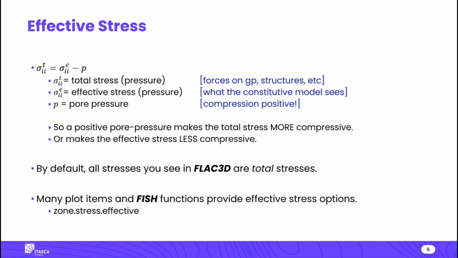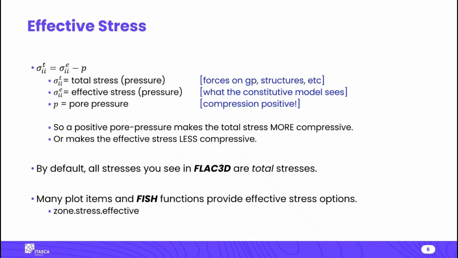So effective stress, the whole point of calculating pore pressures is to figure out the effective stress. So total stress is effective stress plus pore pressure. So total stress is forces on the grid points or structures and so on. Effective stress is what the constitutive models use to figure out whether or not something fails. So when it's looking at the failure envelope, it uses the effective stress to see if you are above or below that failure envelope. And then pore pressure is obviously just pore pressure, compression being positive. And again, stresses are negative, compression negative.